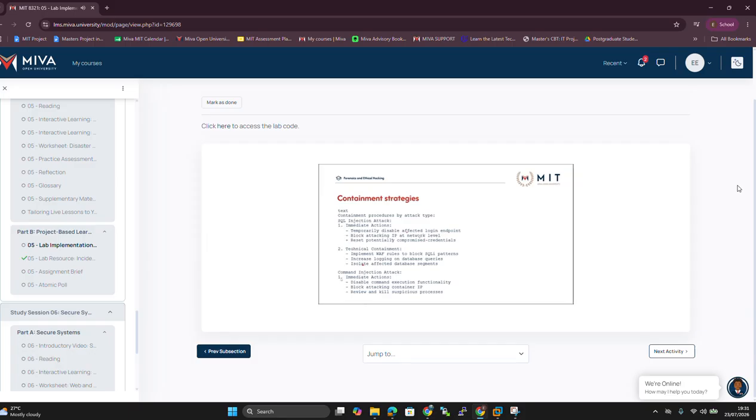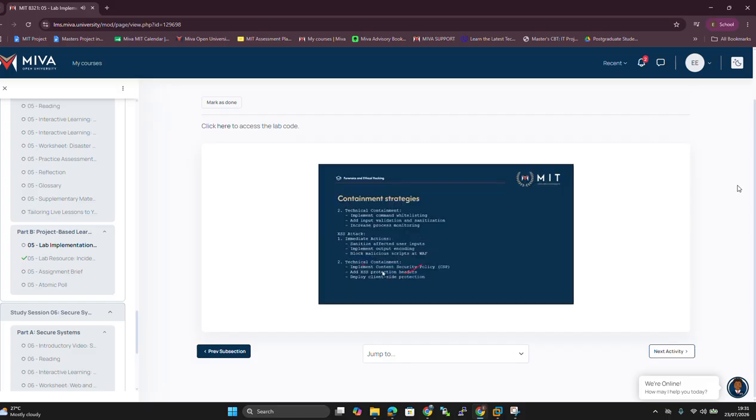And then the second part is command injection. In command injection, the immediate action is to disable command execution functionality, block the attacking IP address, and review and kill suspicious processes. Then technical containment implements command whitelisting, adds input validation and sanitization, and increases process monitoring.